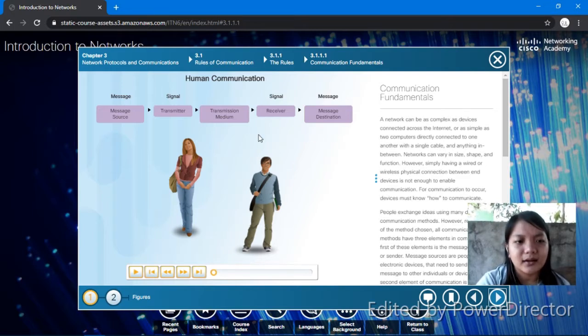The first one is the message source. It will come from people, like for example, this guy. He has a message for this guy. This one is the message source. Then what medium do they use? It's like speaking or chatting or calling, and then this guy is the receiver, so this is the message destination.